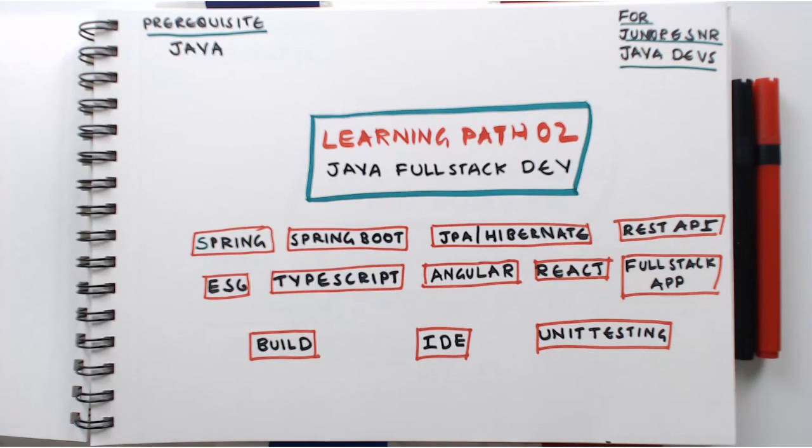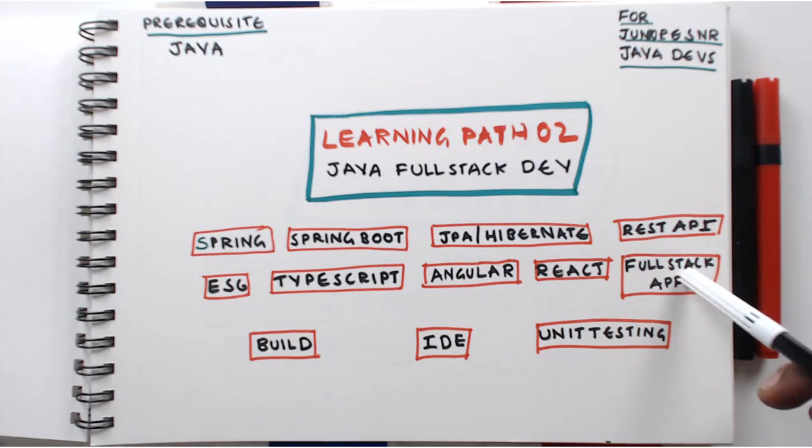The prerequisite for this specific learning path is that you should know Java. This learning path is recommended for junior Java developers as well as senior Java developers who would want to start learning how to build full stack applications. By the end of this learning path, you would know how to build great REST API and you will know how to build a great full stack front-end application as well.